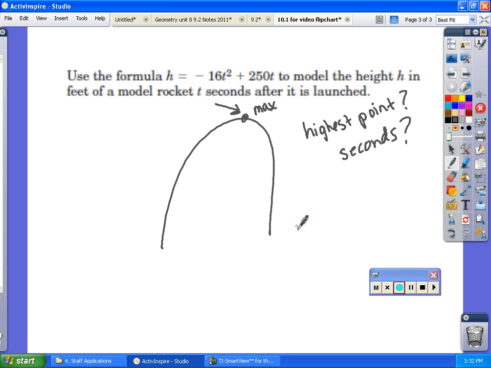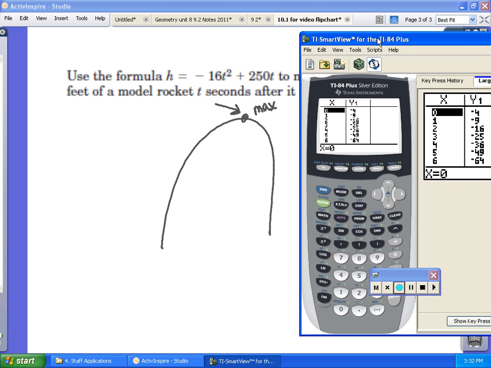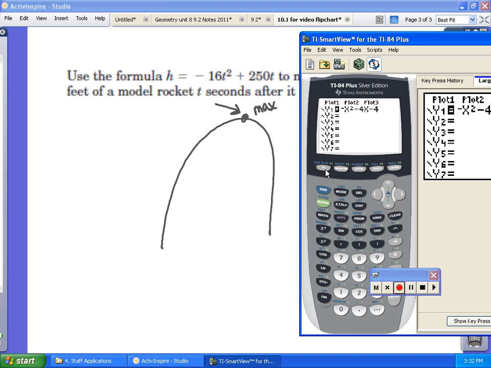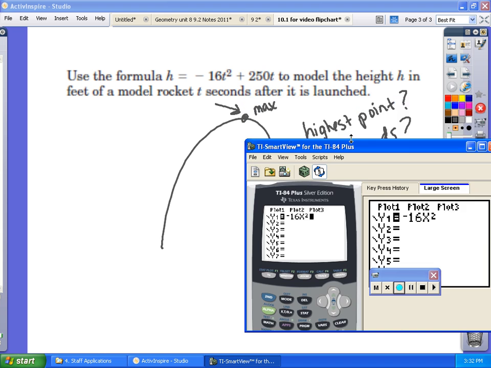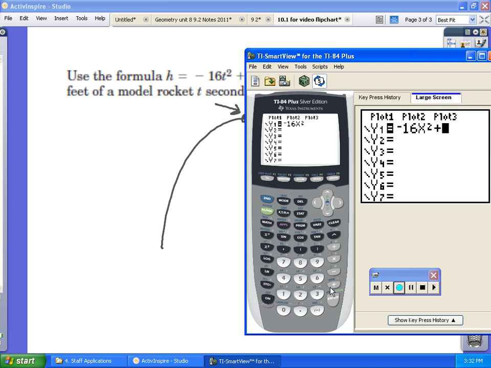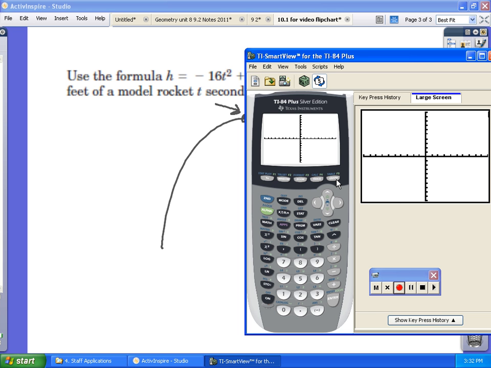Instead of h equals, we're going to graph y equals. I'm going to go back to my y equals, clear it out, and put in my new formula, which is -16x squared plus 250x. And I'm going to go ahead and hit graph. Now when I hit graph, I probably won't be able to see it because this is a rocket and it probably goes higher than 10, and it probably goes farther than 10 seconds. So I'm going to go to zoom best fit first, which is zoom 0, and let's see if this works at all.